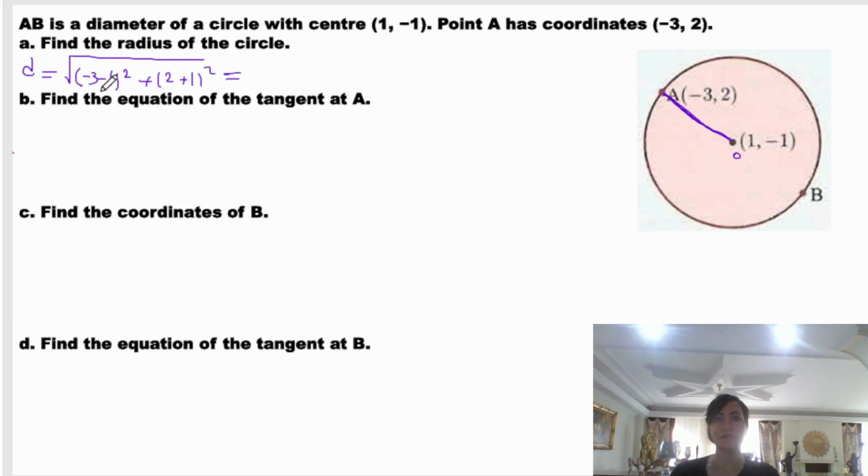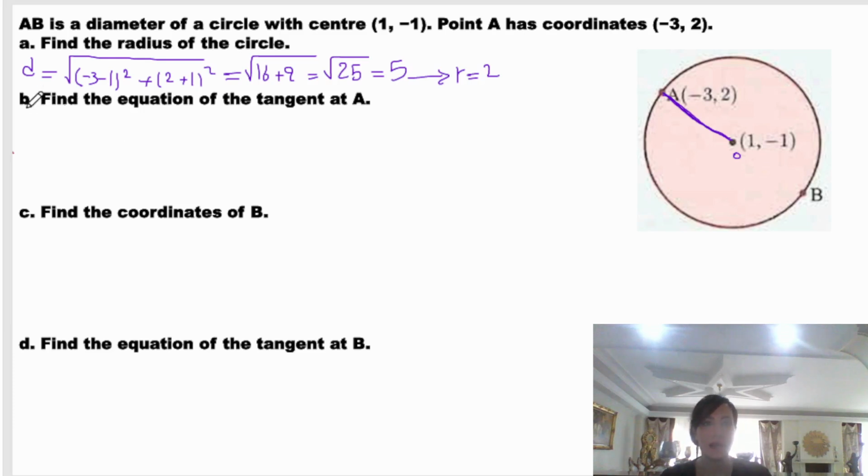-3 minus 1 gives me -4 to the power of 2. I have 16. And 2 plus 1 to the power of 2 is 9. So I have the square root of 25, which is 5. Anyway, the radius would be 5, the distance between these 2 points.